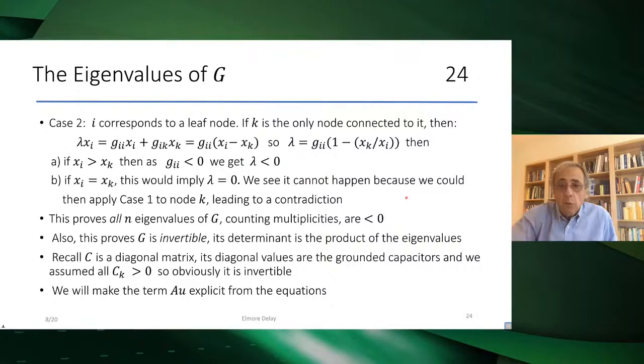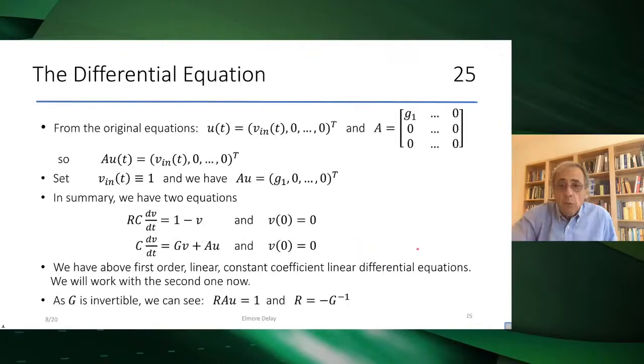So interestingly, all eigenvalues of G are negative counting multiplicities. We rediscover that G should be invertible. The determinant is the product of the eigenvalues. C is a diagonal matrix. All the capacitors are positive and grounded. So we made some progress, and we'll repeat the analysis to confirm that we're on the right track. The exponentials are smelling like negative.